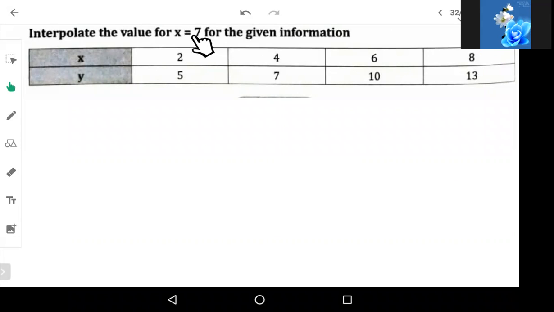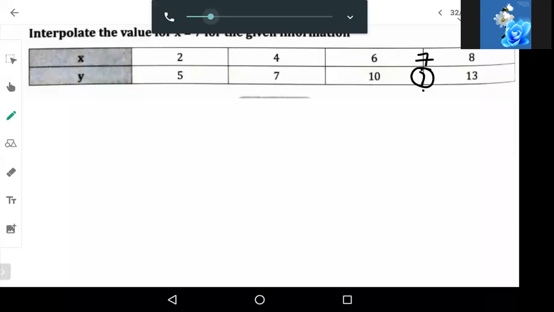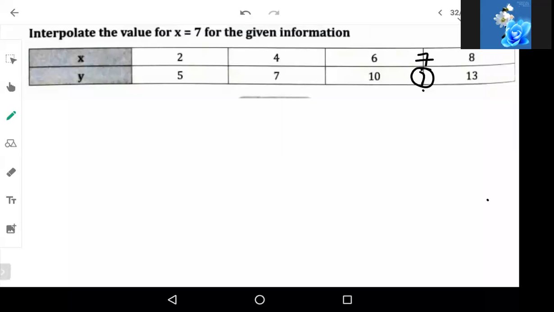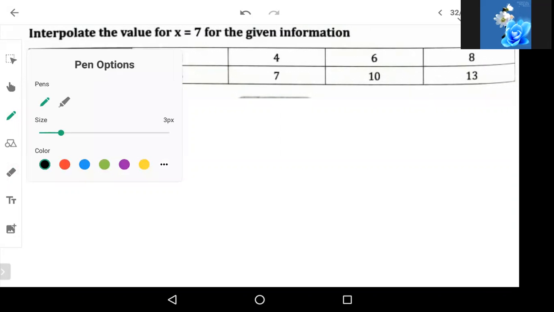Now if you see the question, we have to interpolate the y value when the x value is 7. If 7 is coming in between, what is the y value that we are supposed to find out? For this we will be using Newton's difference method, and we will be solving. Firstly we will draw the table and solve it, which means we will be finding the leading difference. Firstly we'll be finding the leading difference for everything.